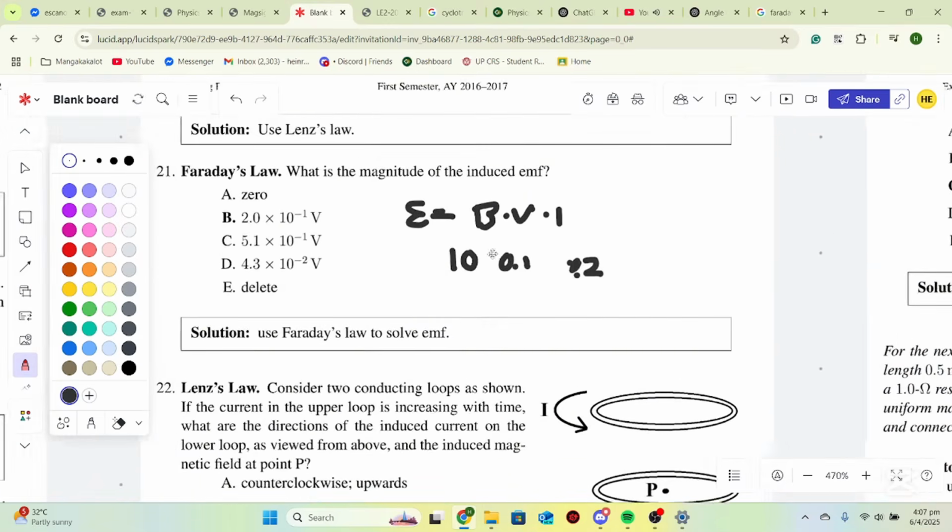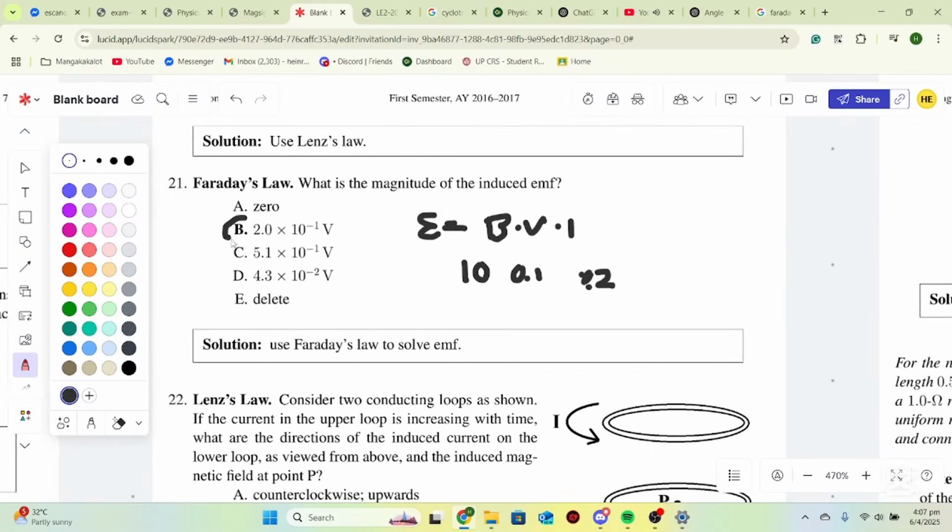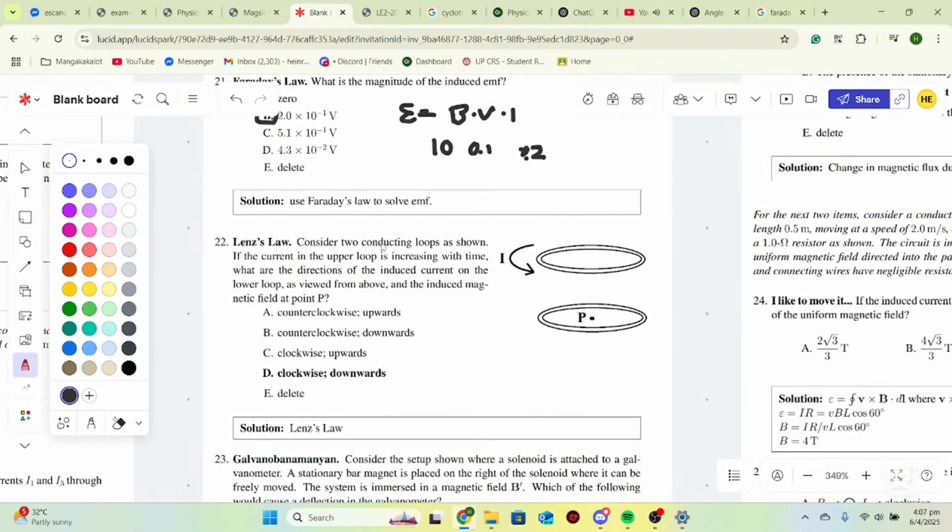So if you do that, it becomes this one, B. 2 times 10 to the negative 1 B. Next, consider two conducting loops as shown below. If the current in the upper loop is increasing with time, what are the directions of the induced current on the lower loop?